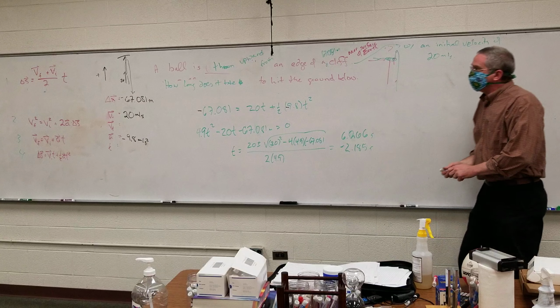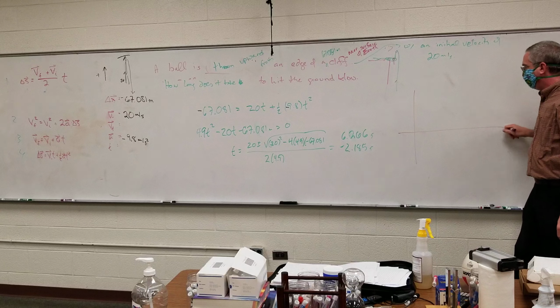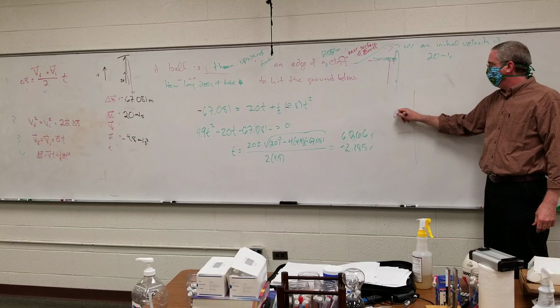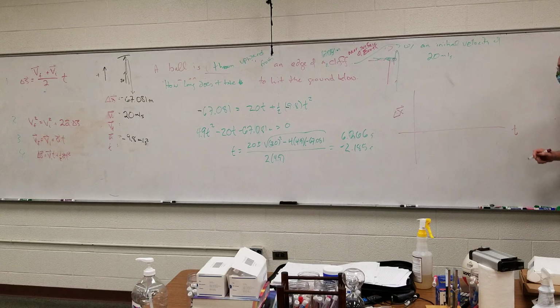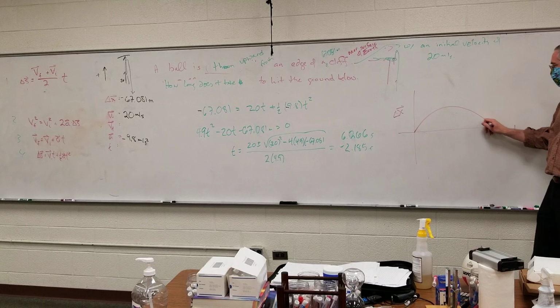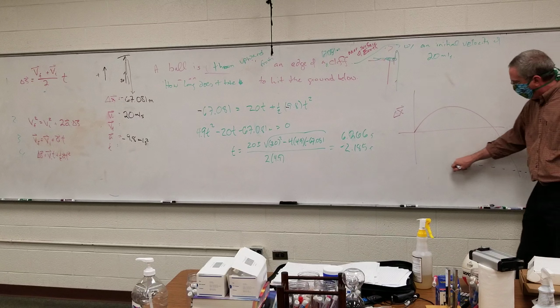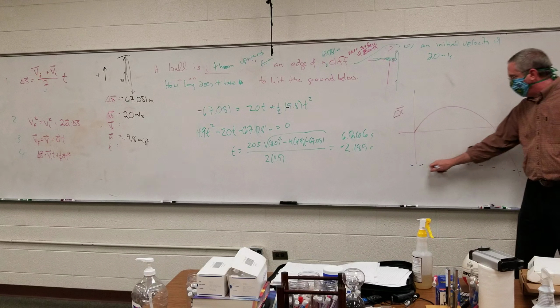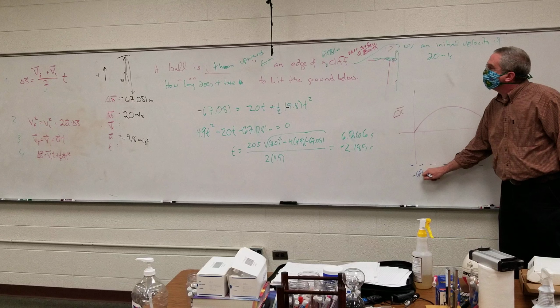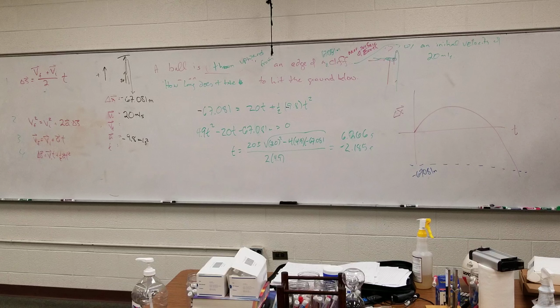The other issue is, if I actually did a displacement versus time graph, it starts out getting a positive displacement, and then it comes down to here. That's basically what the displacement versus time graph would be. And so this would be negative 67.081 meters.